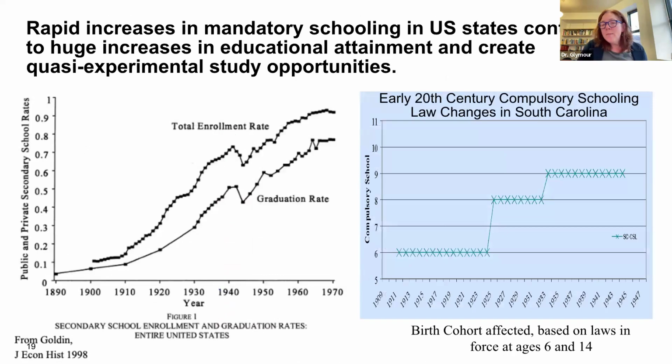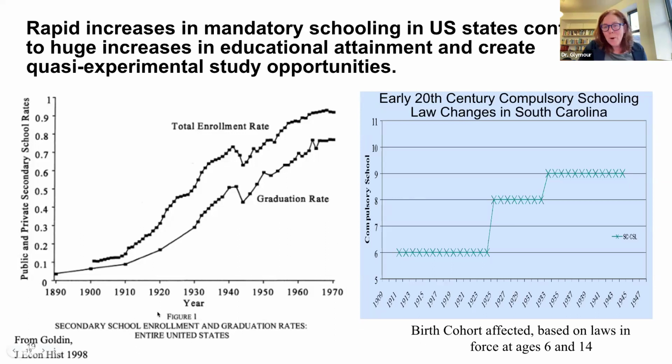However, we actually have an amazing natural experiment that happened in the United States and, in fact, in much of the world over the last century. There were rapid increases in mandatory schooling in US states, like increases in how old somebody had to be before they could drop out of high school, or how old they had to be before they could get a work permit. That's what I mean by an increase in mandatory schooling. Those increases led to rapid increases in educational attainment. This on the left is a picture from Claudia Goldin's work.